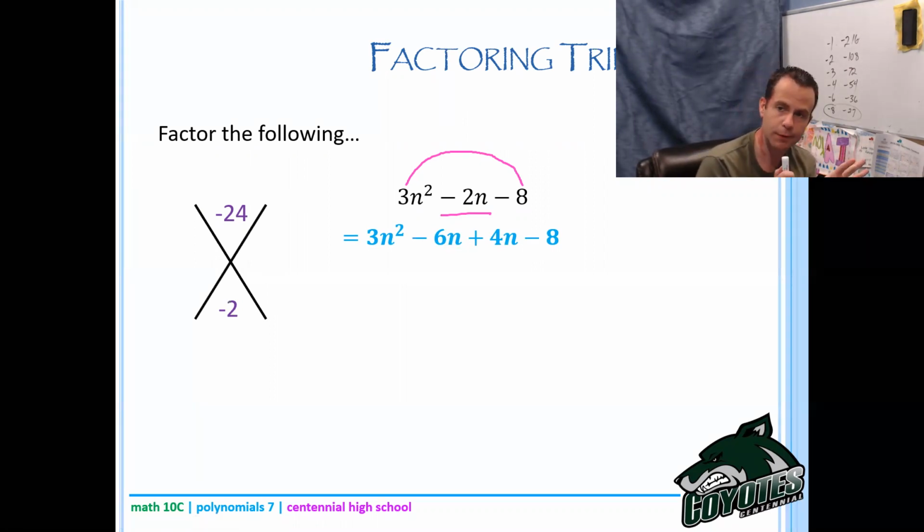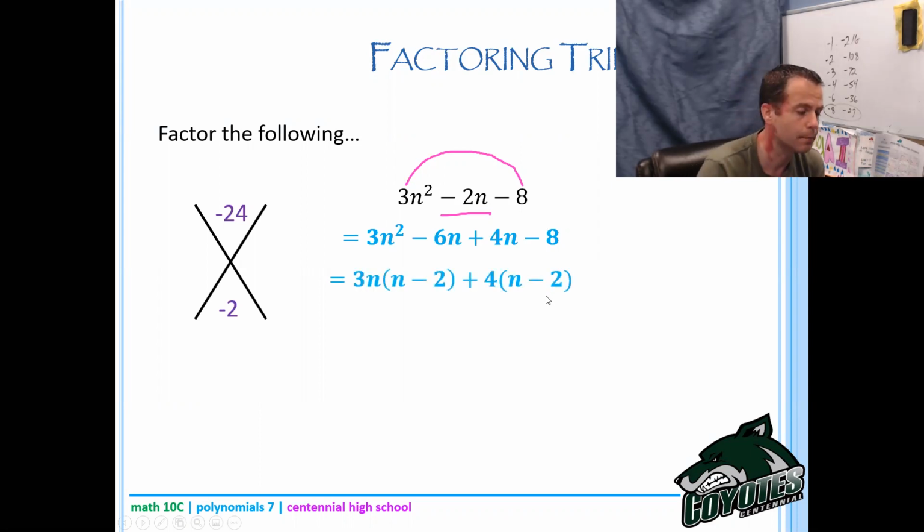I'm going to factor the front 2, factor the back 2. So what can I take out of a 3n squared and a negative 6n? That would be a 2n. What can I take out of a 4n and a negative 8? That would be a 4. And when I do that, I'm left with n minus 2 in both brackets. So n minus 2 is a common factor. I pull it to the front, and I'm left with 3n plus 4. So n minus 2 times 3n plus 4 is the binomial factors of 3n squared minus 2n minus 8.